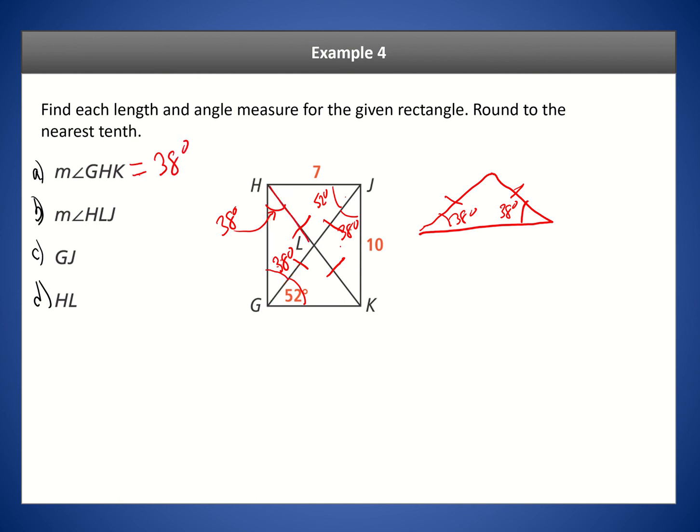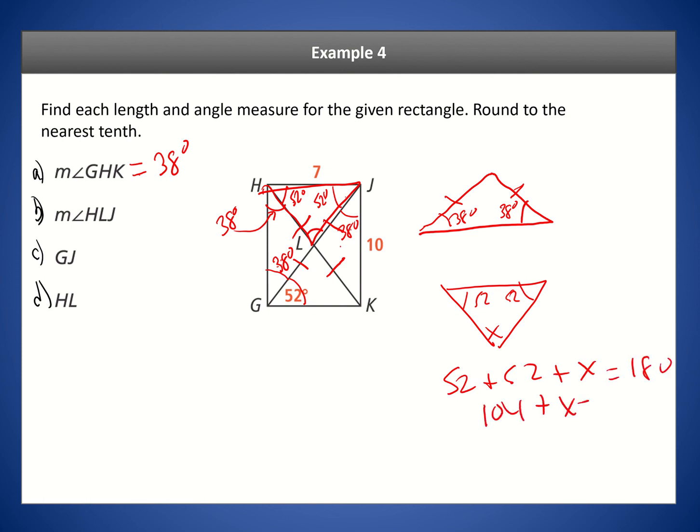Similarly, if I focus on this isosceles triangle, then this is 52. So in this case, HLJ is going to be this angle. So we can focus on this triangle here, and we know that those two are 52 degrees. So we have 52, 52, and X. Remember, we know that the angles in a triangle add up to 180. So let's use that to our advantage. 52 plus 52 is 104. So if I subtract 104 from 180, X has to be 76 degrees.